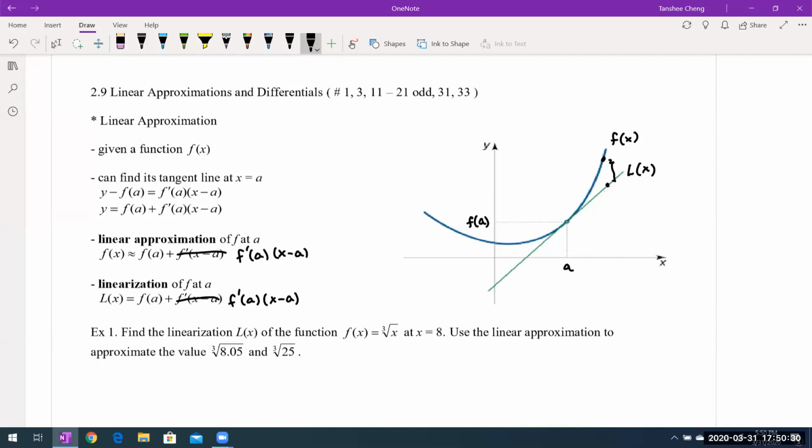So now, before I continue, are there any questions on this introductory part?